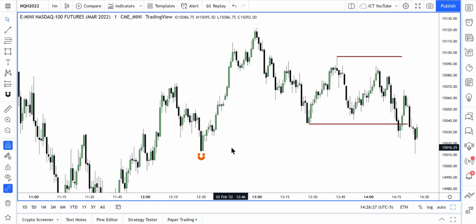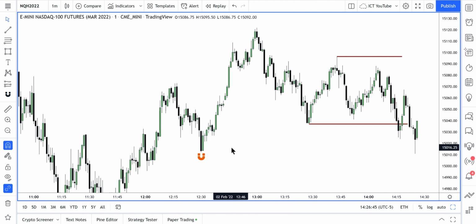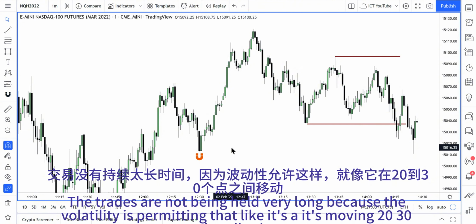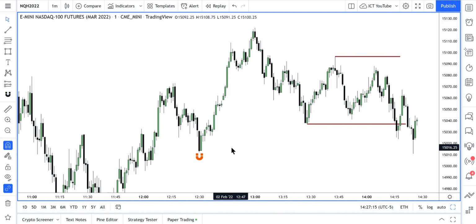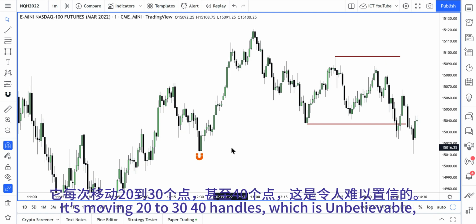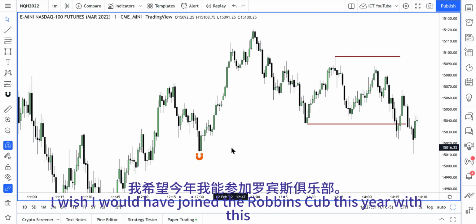And again, I'm just trading both sides intraday. Back and forth, back and forth, back and forth. And the trades are not being held very long because the volatility is permitting that. Like it's moving 20, 30 handles in like a minute or two. In seconds, it's moving 20 to 30, 40 handles, which is unbelievable. Like, I love this. This is incredible. I'm going to be real honest with you. I wish I would have joined the Robbins Cup this year with this.